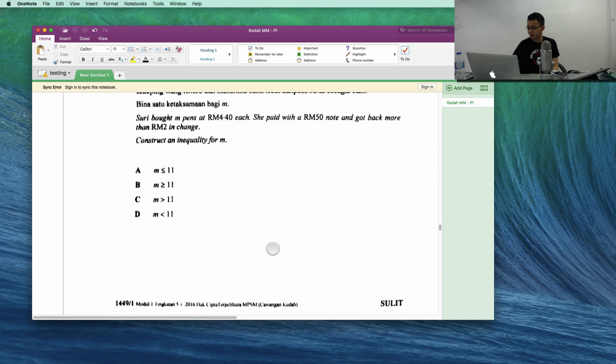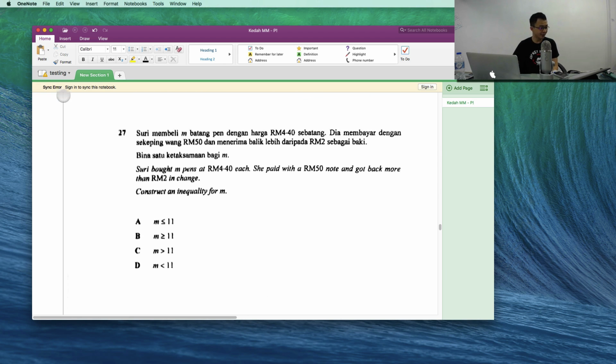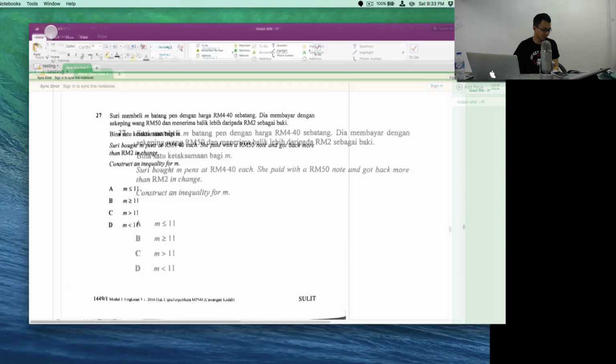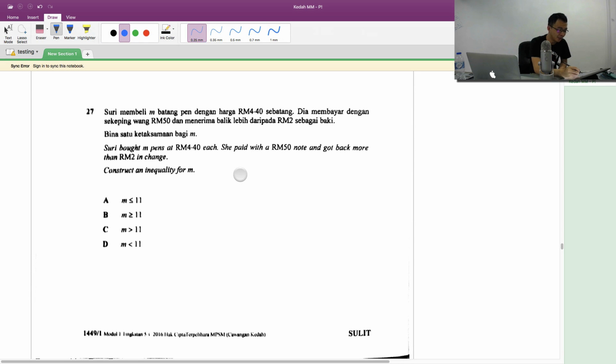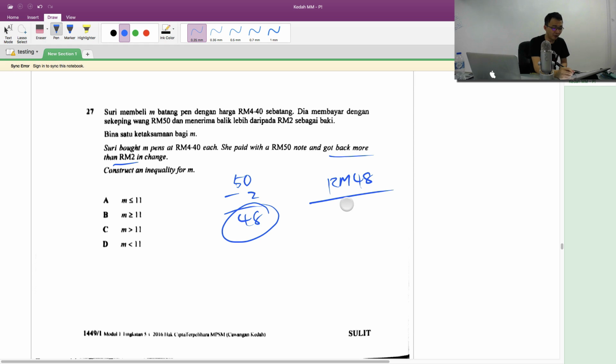Okay, so where do you get 10? Okay, so first thing is, because the question wants to make sure she got back more than 2 ringgit, I assume she got back 2 ringgit. So if you have 50, she got back 2, she's left with 48. So in order to get back 2 ringgit, the maximum she can spend is 48. 48 is the total.